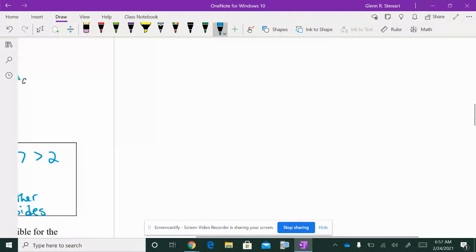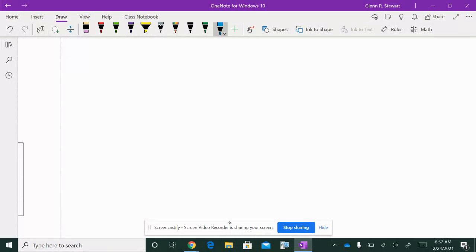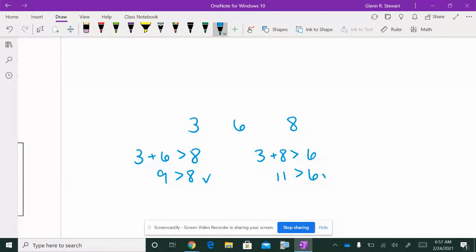Let me show you another example here. Say, for instance, we have 3, 6, and 8. Well, 3 plus 6 is greater than 8. 9 is greater than 8. 3 plus 8 then has to be greater than 6, which is true. And then 6 plus 8 has to be greater than 3, which is also true. Because all 3 of these are true, this can be a triangle. Okay, we can have a triangle with these sides.